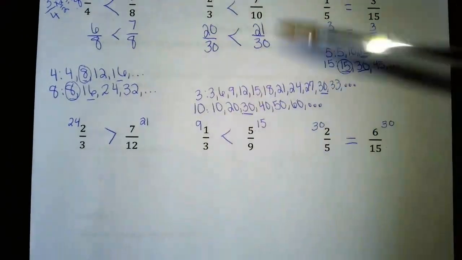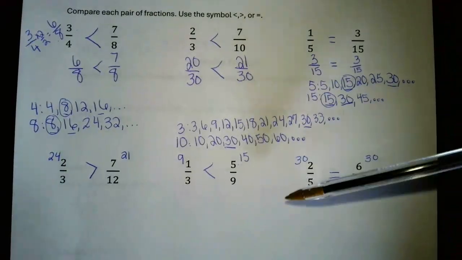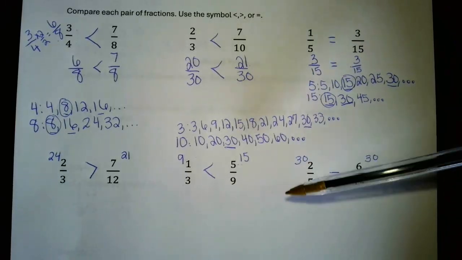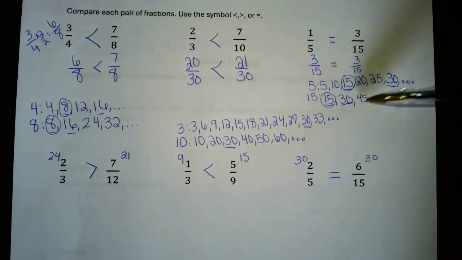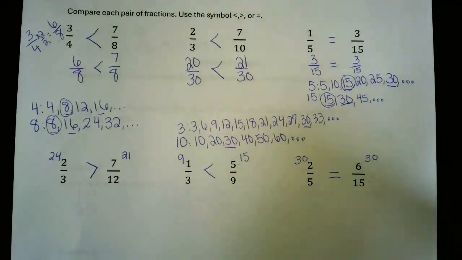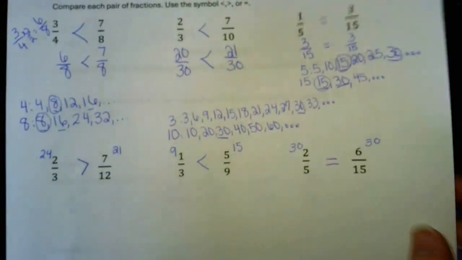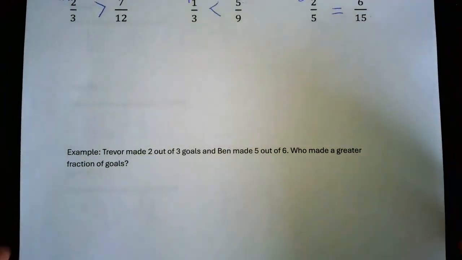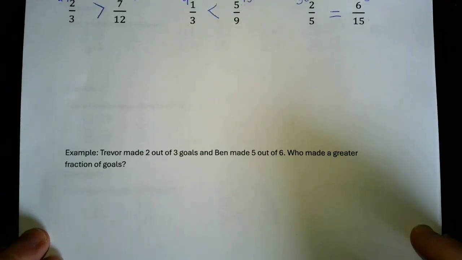If you don't like either method, you have to pick one. If you don't like this method, stick to doing the least common denominator. If you don't really like the least common denominator, you can try the cross multiplication method. We have one more example for today's notes. It's going to be a word problem down at the bottom.